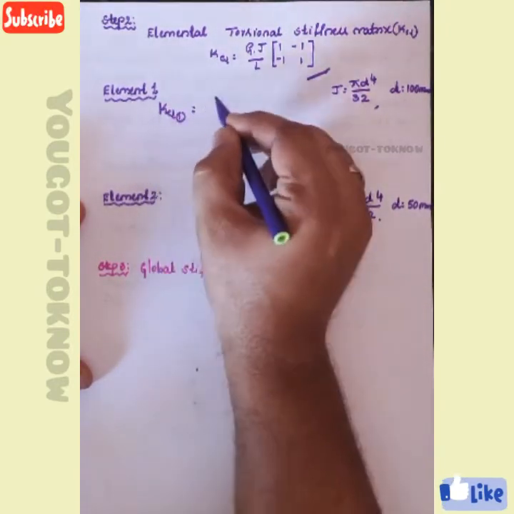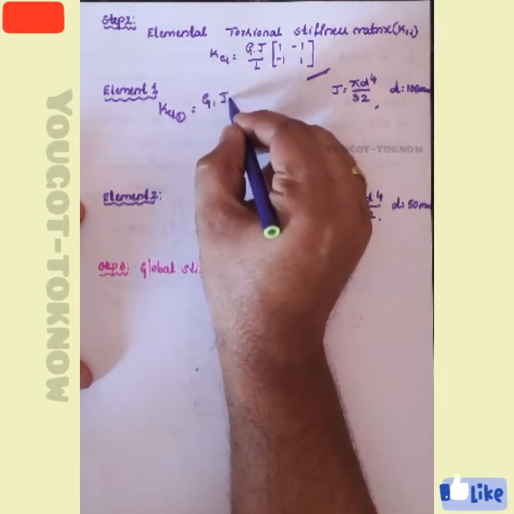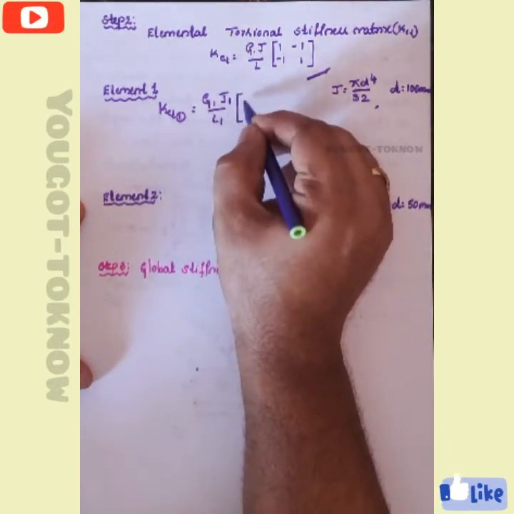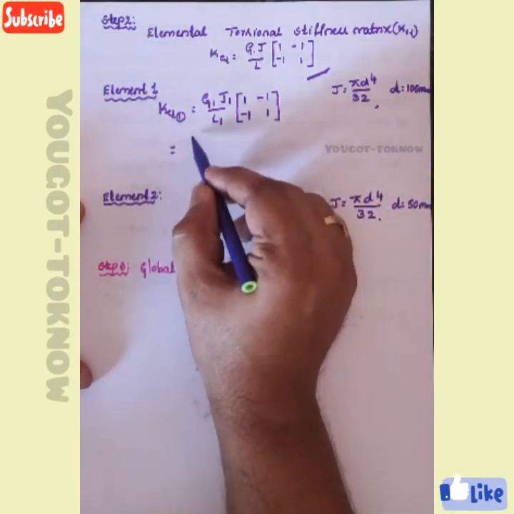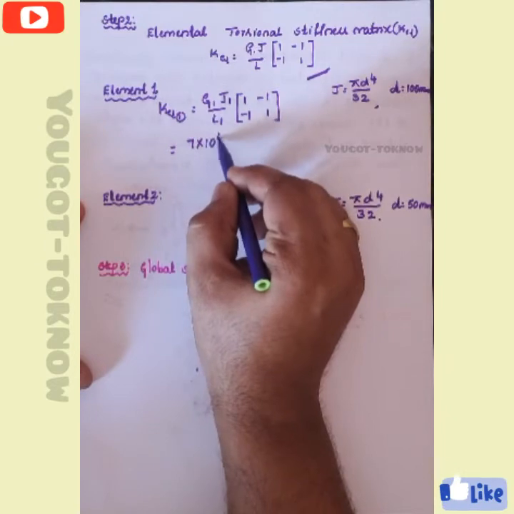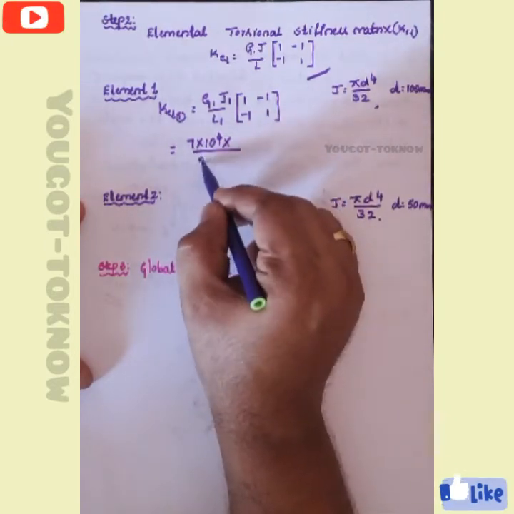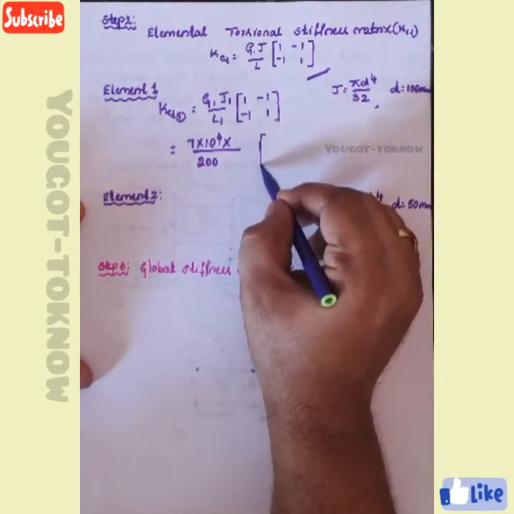KET1 is equal to, what does my formula become? G1 J1 divided by L1, [1 -1; -1 1]. What is unknown here? See, I know G. G is given as 7 into 10 power 4. J is not known, but length is known, 200. Then the only unknown parameter is J.